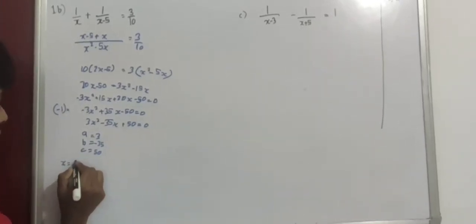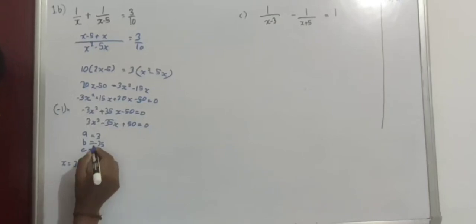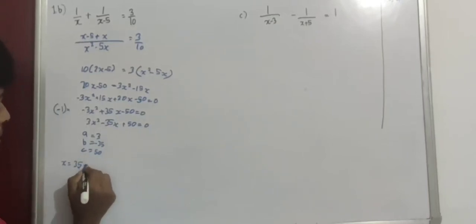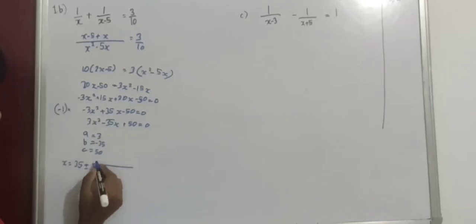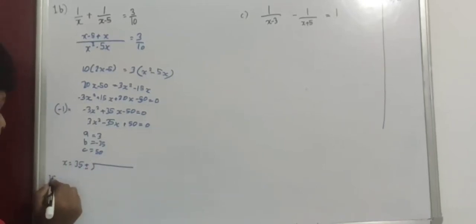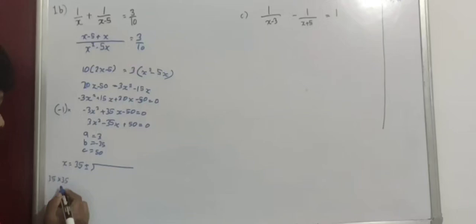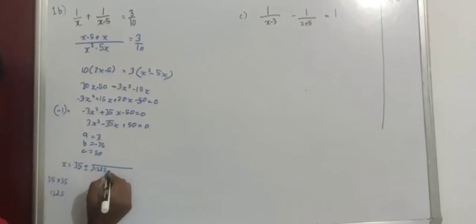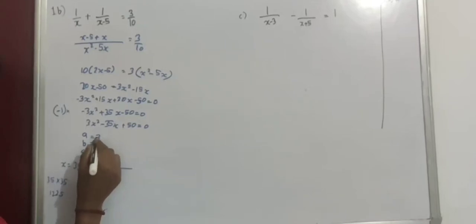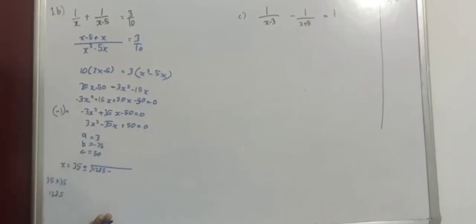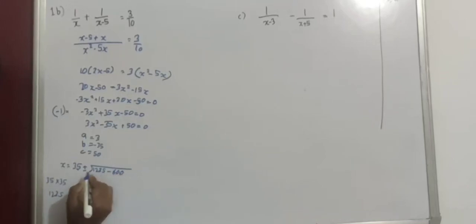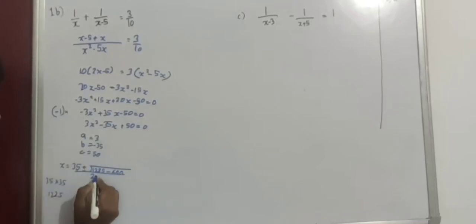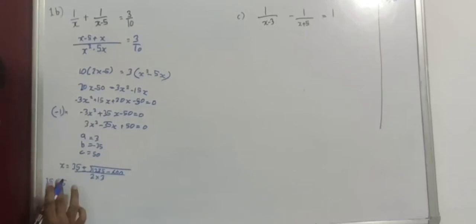Now x equals minus b, that is 35. Minus and minus will get cancelled, so 35 plus minus under root b square, that is 35 square, you will get 1225 minus 4 into 3, that is 12, 12 into 50 is 600, divided by 2 into a, so 2 into 3, that is 6.